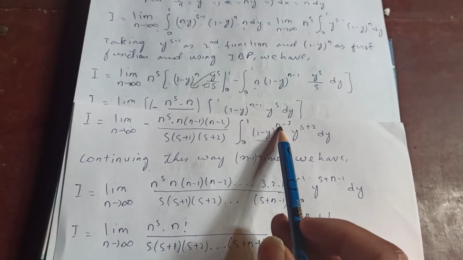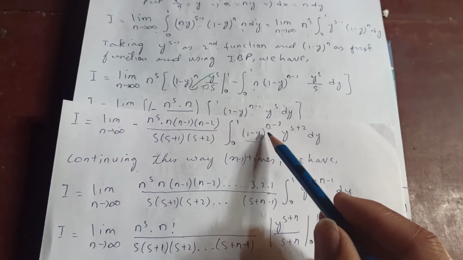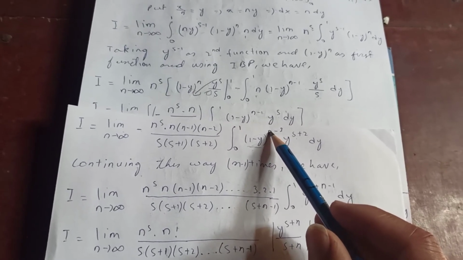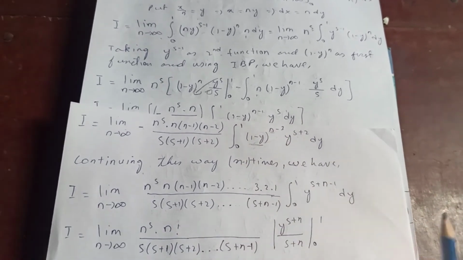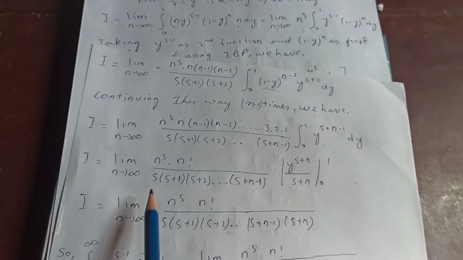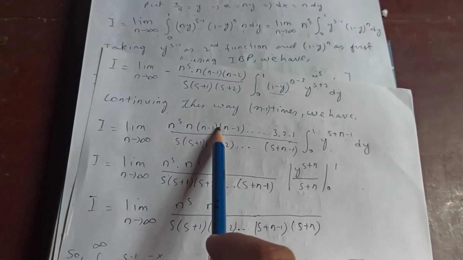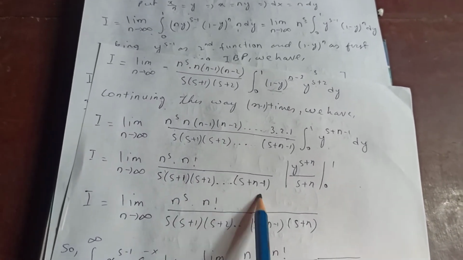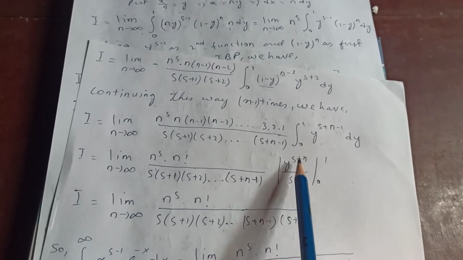The 1 minus y power is decreasing, so there will be some term where it vanishes, right? So we are left with only this term, y to the s plus n minus 1. Now this is easy, right? Take the integration, so limit n tends to infinity, n to the s, and this, if you see, is nothing but n factorial upon s plus 1, s plus 2, and so on up to s plus n minus 1. Integration of this is y to the s plus n upon s plus n from 0 to 1. So limit n tends to infinity.